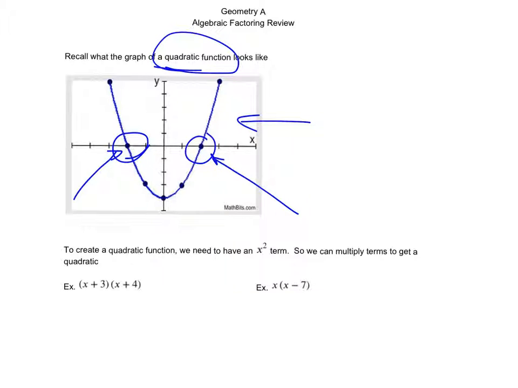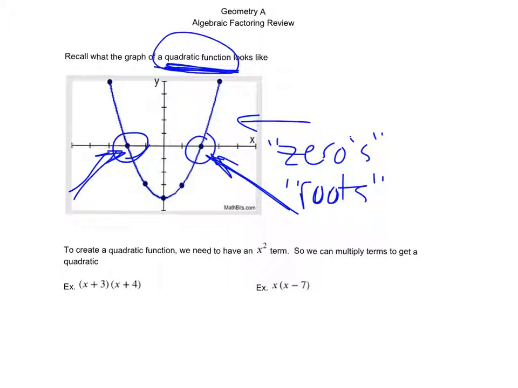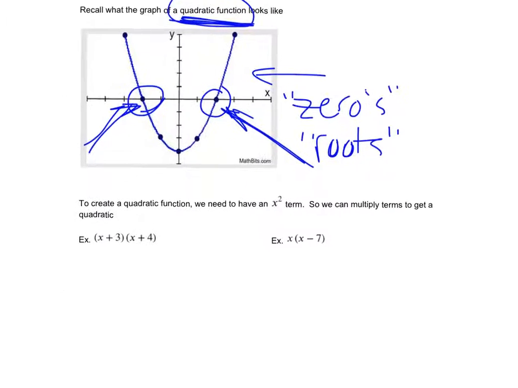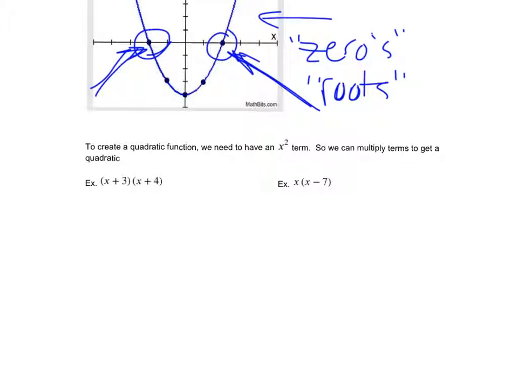Okay, so these are called your zeros, or your roots, and those are where they cross the x-axis. So what we want to be able to do is take a quadratic function and figure out what those two things are without having to graph it. So before we start looking at factoring, let's look at how we create a quadratic function.